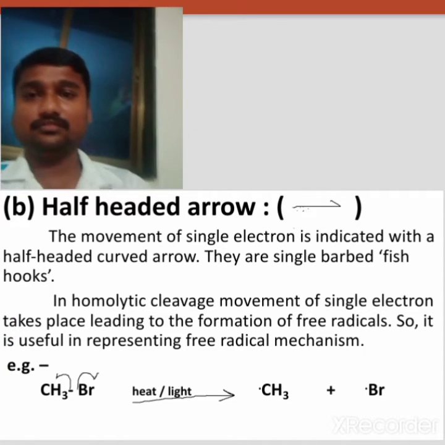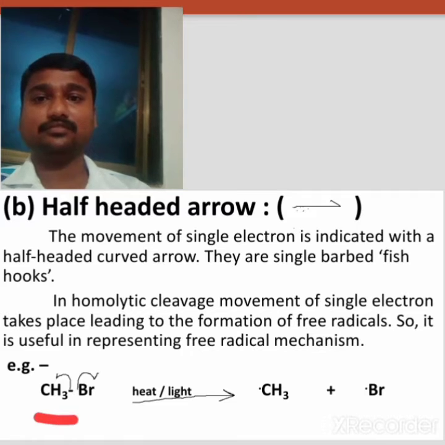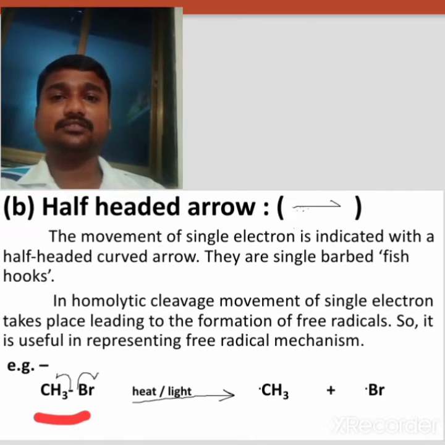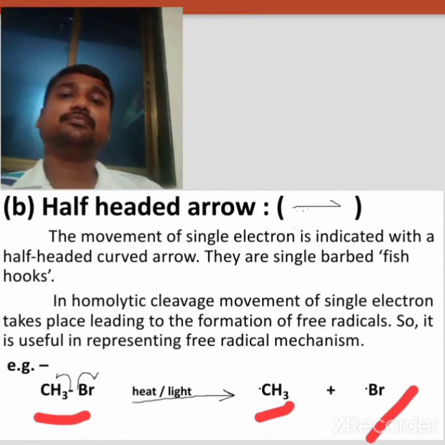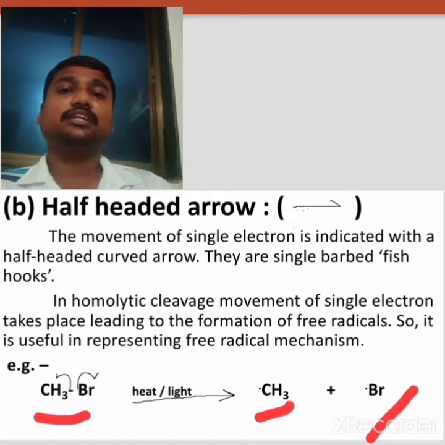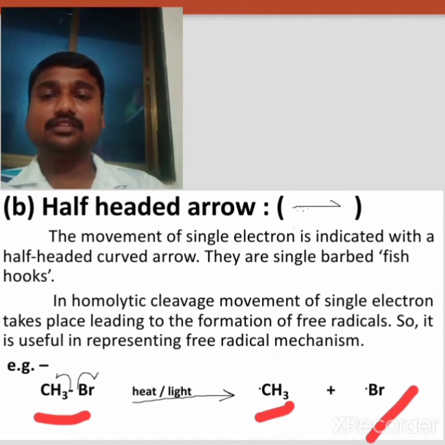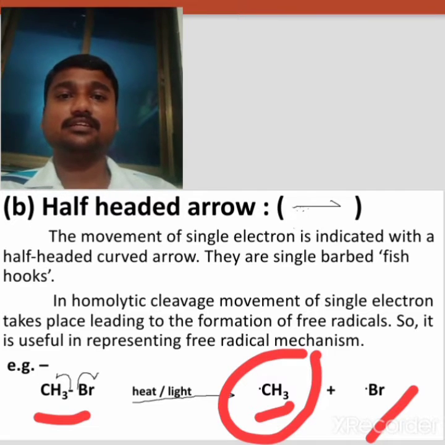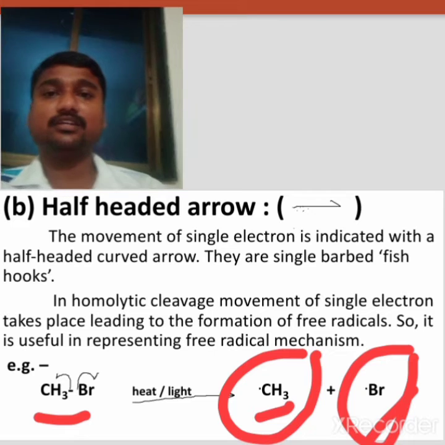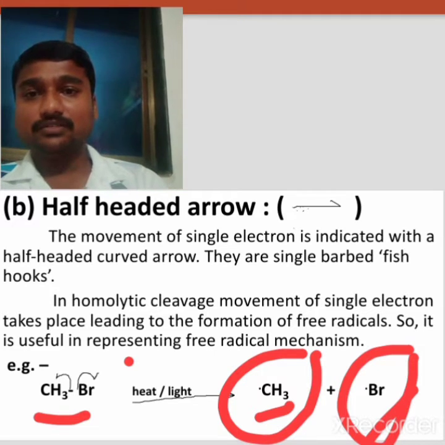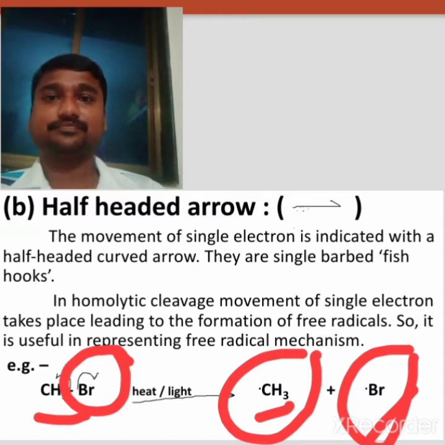For example, methyl bromide undergoes homolytic cleavage and gives methyl radical plus bromine radical. That is, in methyl bromide there is homolytic cleavage. That is, there are two radicals formed. First one is CH3 radical and second one is Br radical. It is indicated by this half arrow.